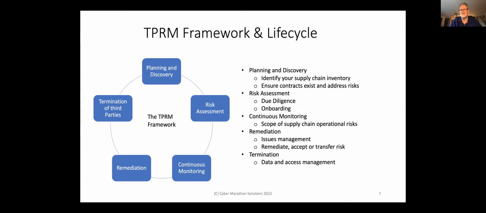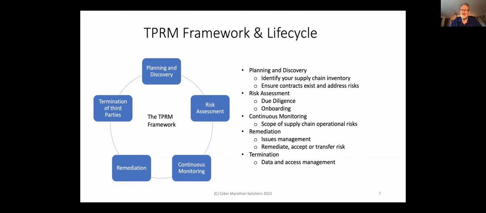Another aspect is ensuring that contracts exist. And when we talk about contracts, that they properly address risk. Many relationships that companies have been around for a number of years, but when you ask them to find a copy of the contract, they say, oh, we've been doing business with them for 20 years, and nobody can locate the contract. That's problematic.